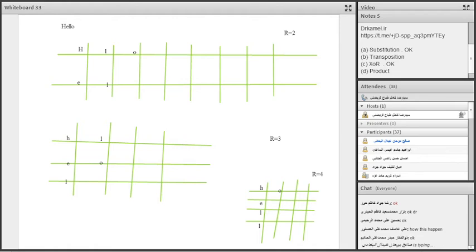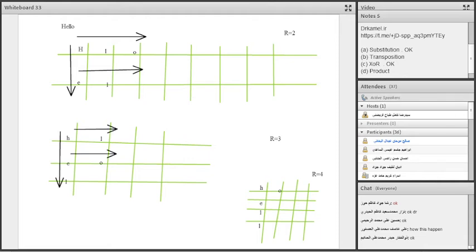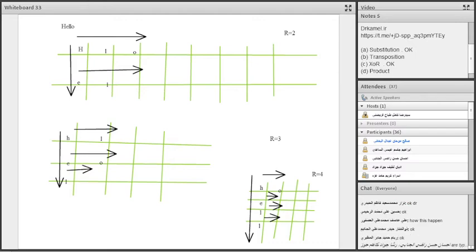So this is the method where we use one R, or one N. Ali asks how this happens. Ali, just look at the board. When you want to write, you write this way. When you want to read, you read this way. You write this way, you read this way.